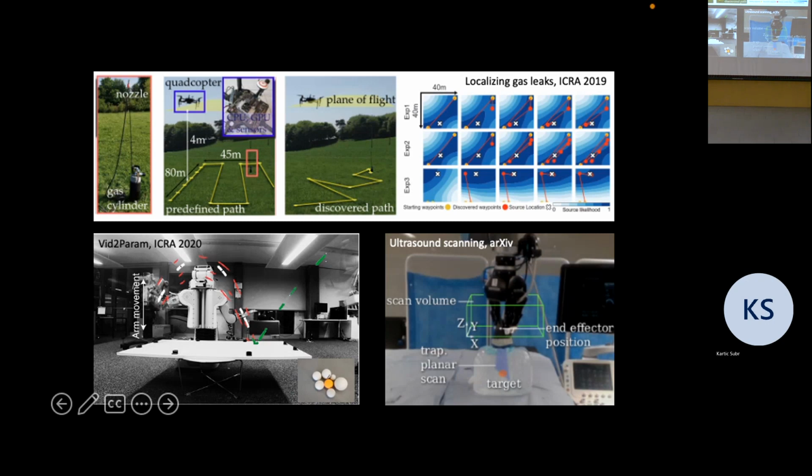And so as you can see here, the idea, again, like in the previous case, was we have some likelihood there of where the source is, and every data point that we take, we update that and predict where the next waypoint should be. So this would happen dynamically. We would just release the drone.